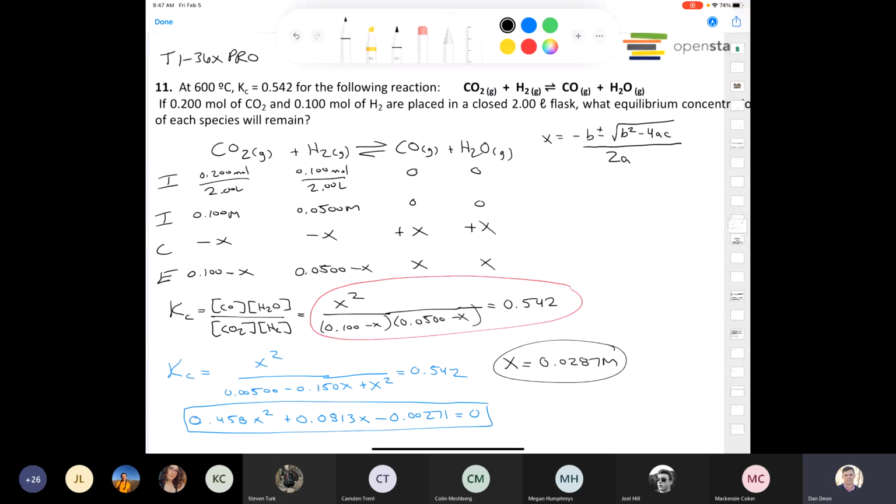So now we know that the concentration of carbon monoxide and the concentration of water are both equal to 0.0287 molar. The concentration of CO2 is going to be 0.1 subtract 0.0287, so the concentration of CO2 is equal to 0.0713 molar, and the concentration of hydrogen is going to be 0.05 subtract this number, and you end up with 0.0213 molar.